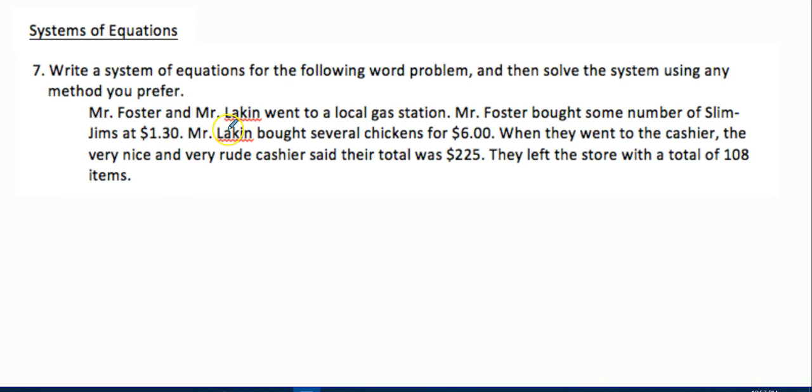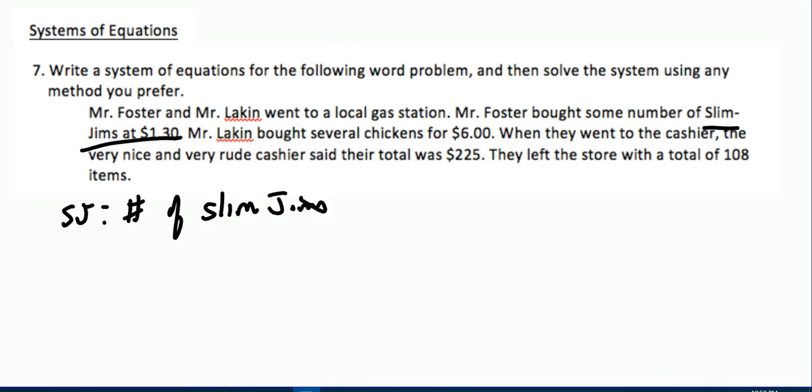Okay, so let's get some variables here. We'll say Slim Jims at $1.30 will be, I'll use what Patrick did in class, we'll call that SJ. SJ will be the number of Slim Jims. And we'll say chips, we'll call that C. C stands for the number of chips.